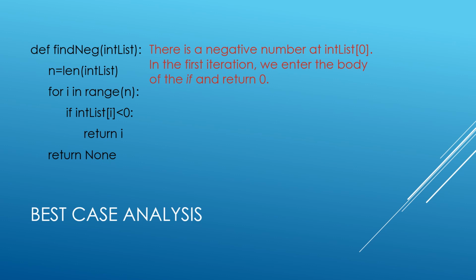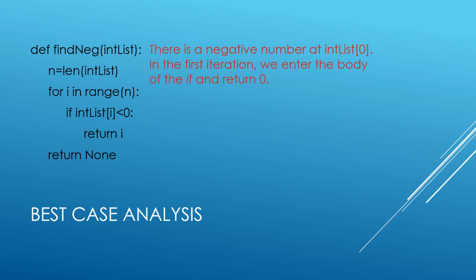What lines execute in the best case? N equals len of int list, this will execute. For I in range n, this will execute, but only for I equals 0. If int list I is less than 0, this will execute and the condition will be true. And then I would execute return I. And that would be the end of it.